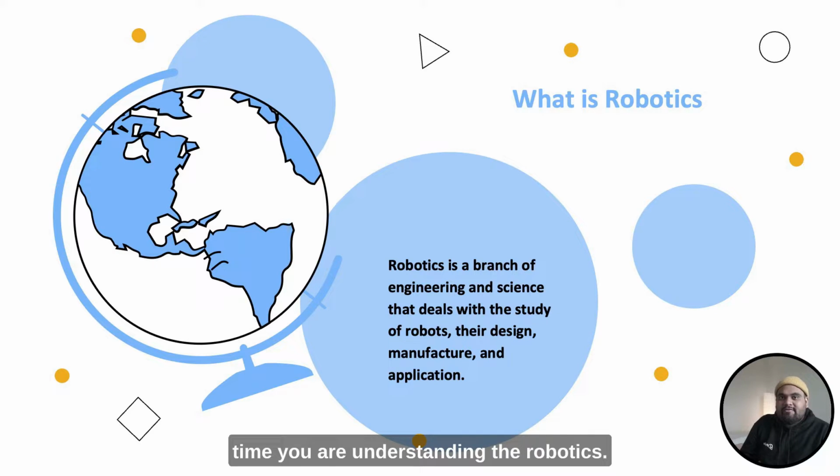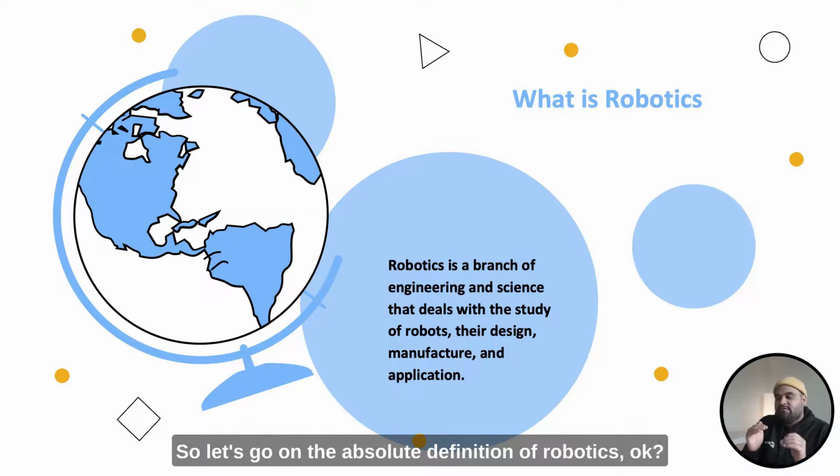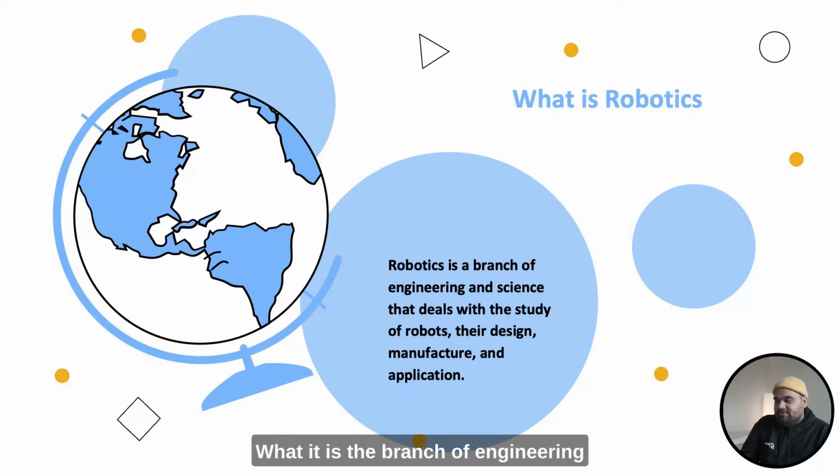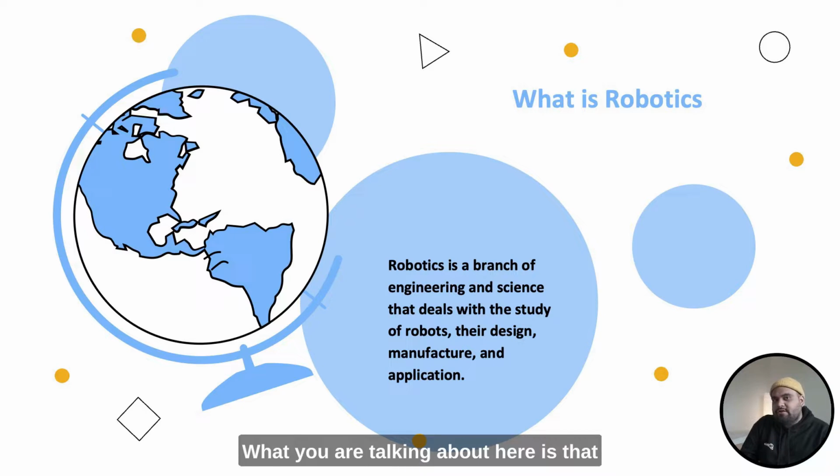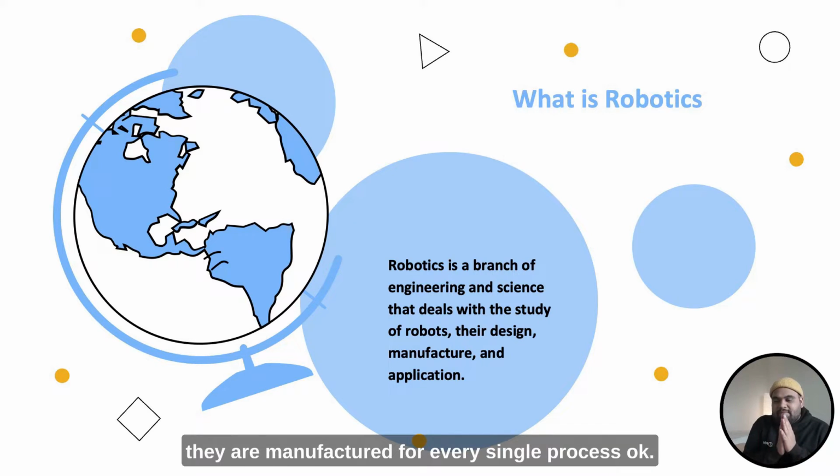Okay, so let's say you don't have any knowledge about robotics and this is the first time you're understanding robotics. So let's go to the absolute definition of robotics. Robotics is a branch of engineering and science that deals with the study of robots, their design, manufacturing, and application. What we're talking about here is that you are going to understand how robots are built, how they are created, and how they are manufactured for every single process.